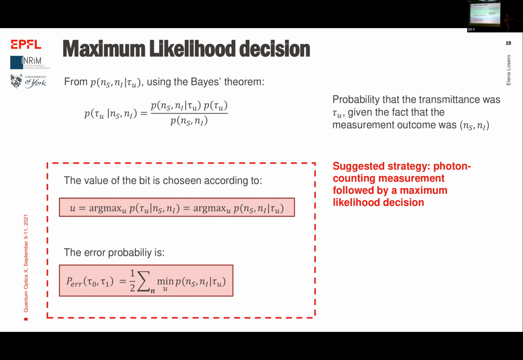So our strategy consists in a photon counting measurement followed by a maximum likelihood decision. So the idea is simply the following one. We decide the value of tau 0 or tau 1, choosing the value which maximizes the probability of having tau u, given the fact that the measurement outcome was ns and I. And in the same theoretical framework, we can also easily evaluate the error probability in this way, so considering the other probability.